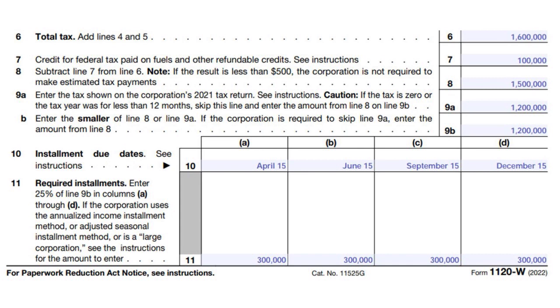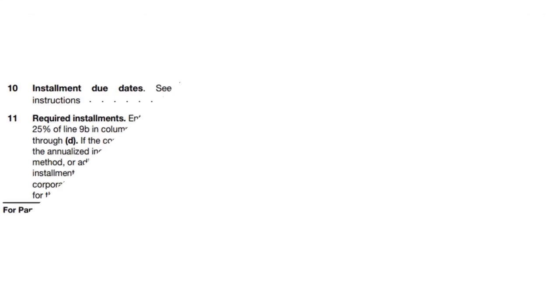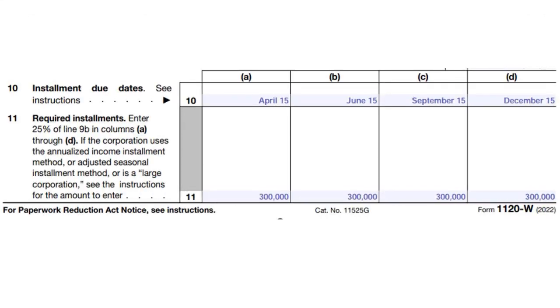And so here on line 10, you have to put the installment due dates because corporations have to follow a specific installment schedule. In our case, it was April 15th, June 15th, September 15th, and December 15th. And you actually have to put the required installments, so not just the date, but also the amount that you have to send to the IRS. In our case, because we had 1.2 million, we just divided this by 4, and we had 300,000 grand every quarter.